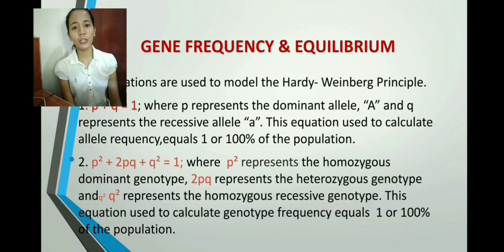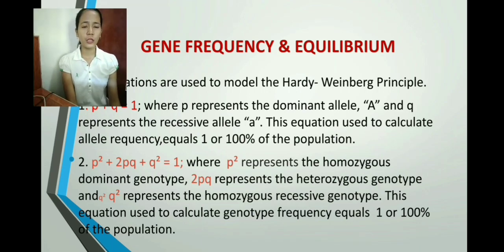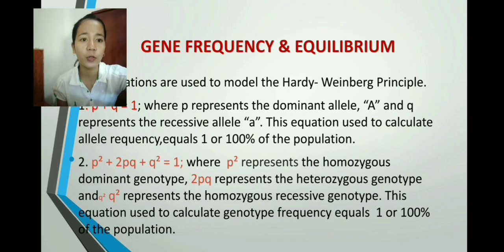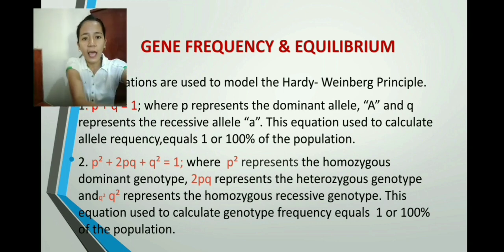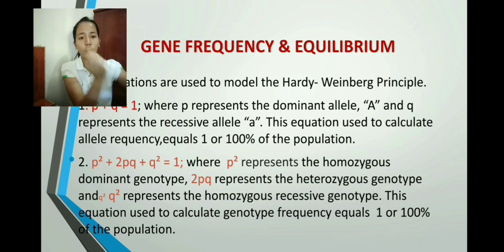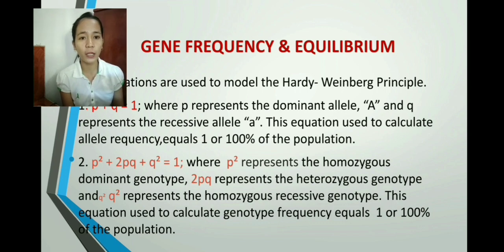The second equation is p squared + 2pq + q squared = 1. Here, p squared represents the homozygous dominant genotype. For example, homozygous dominant is two capital W, which is represented as p squared, while 2pq represents the heterozygous genotype and q squared represents the homozygous recessive genotype. This equation is used to calculate genotype frequency, equal to 1 or 100% of the population.